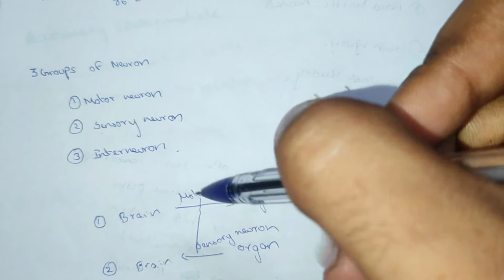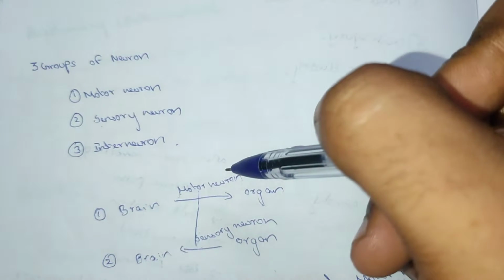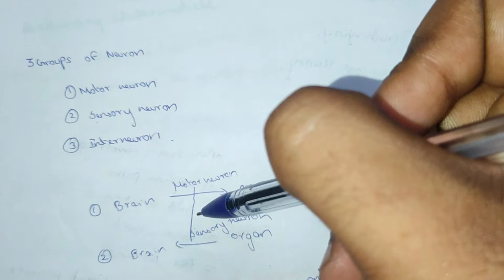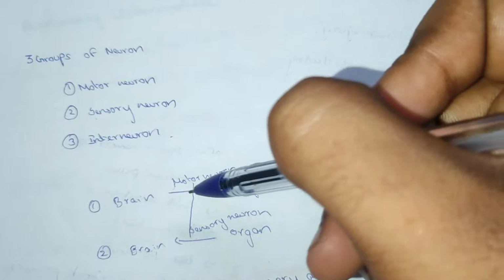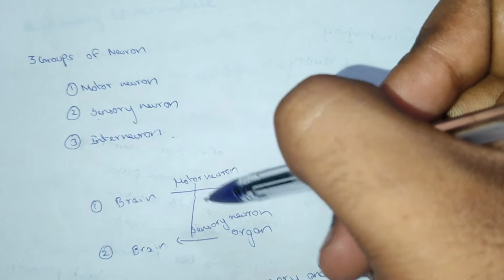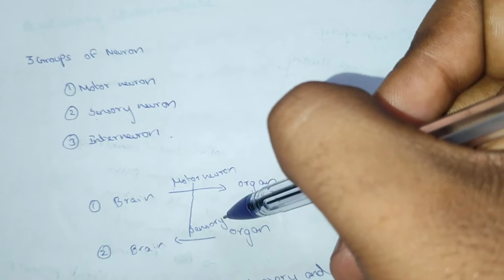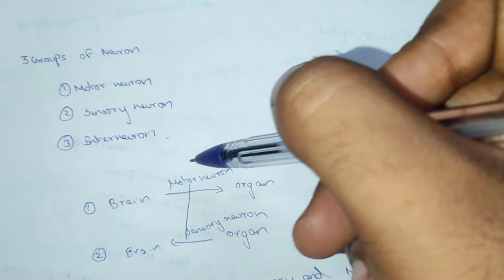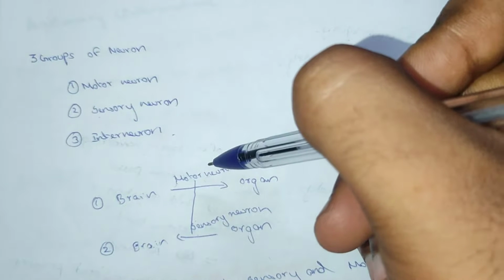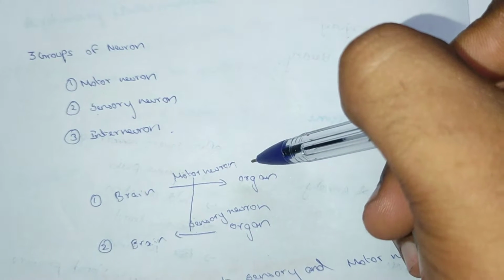A signal from the brain to the organ is carried by the motor neuron, and from the organ to the brain it is carried by the sensory neuron. The motor neuron as well as the sensory neuron are interconnected by a neuron which is known as interneuron. From the brain, the impulse is carried to the organ by the motor neuron.